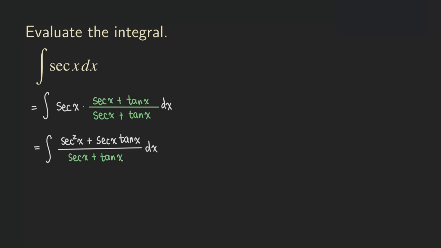So what we are going to do is let u be the secant x plus the tangent x. Okay, so we are just going to let u be this thing. And then now we need to find the du, right? So du is equal to the derivative of secant x, which is secant x tangent x, plus the derivative of tangent x, which is secant square x, and then the dx.